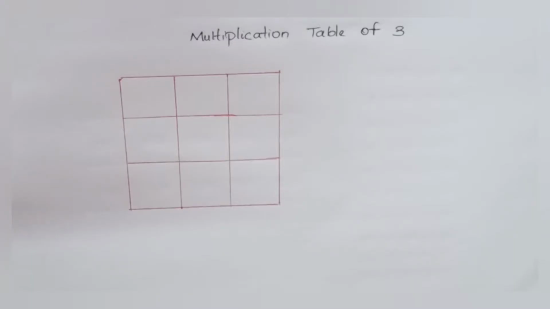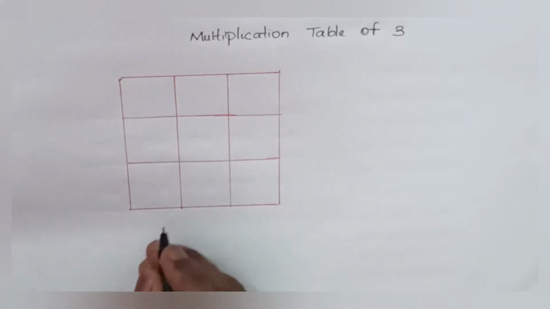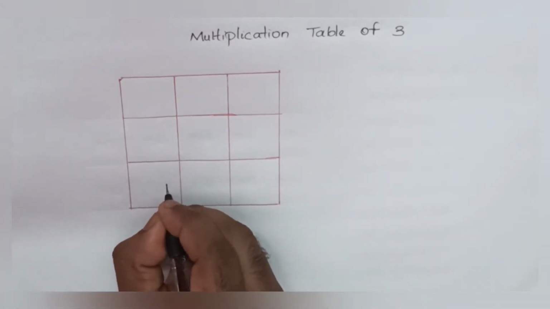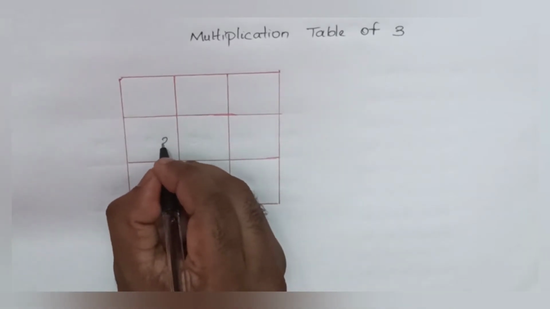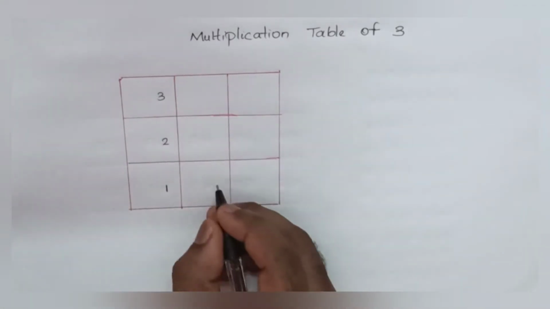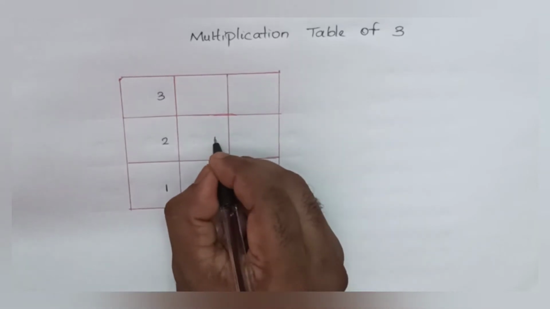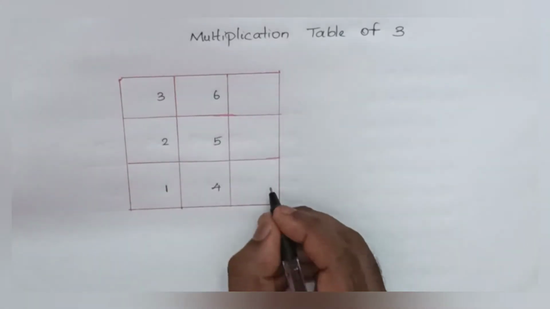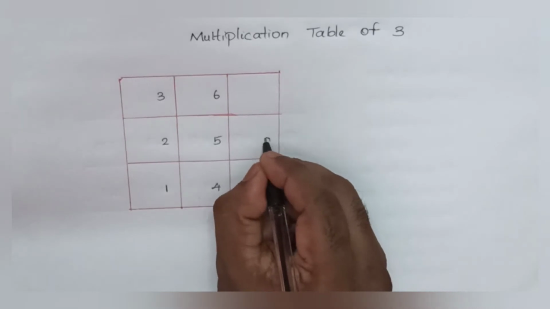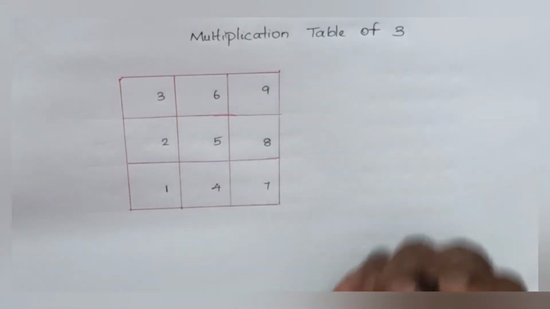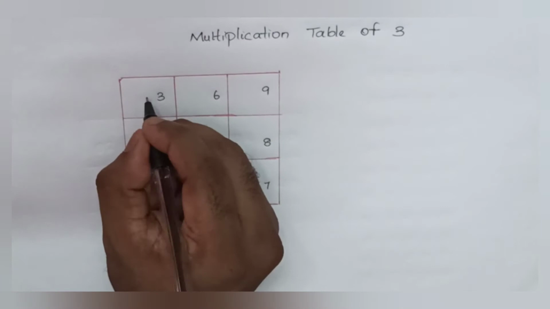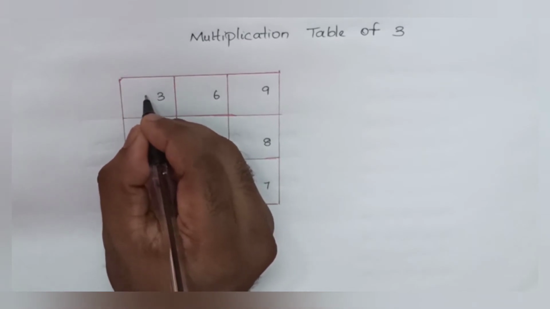Multiplication table of 3. Let me see how to do in the easiest way. So first of all, you have to draw a table. Table contains 3 rows, 3 columns. You have to write numbers in series in this form: 1, 2, 3, 4, 5, 6, 7, 8, 9. Second step, you have to add 0 in front of it.